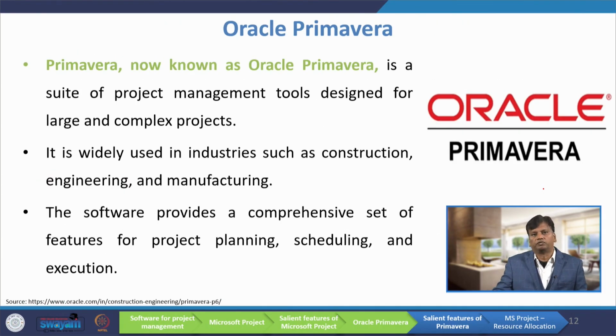The next popular software is Oracle Primavera. Primavera, now known as Oracle Primavera, is a suite of project management tools designed for large and complex projects. It is widely used in industries such as construction, engineering and manufacturing. The software provides a comprehensive set of features for project planning, scheduling and execution. When I was discussing MS Project, it was for understanding concepts; when the volume of the project becomes very high, then it is better to use this Primavera software.